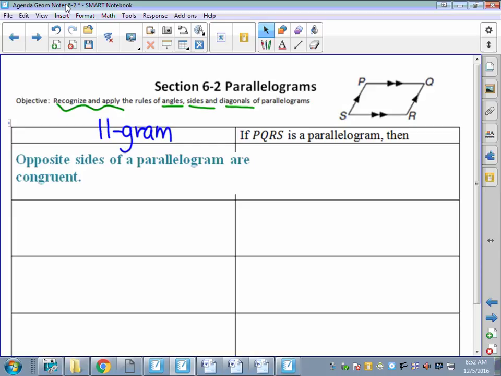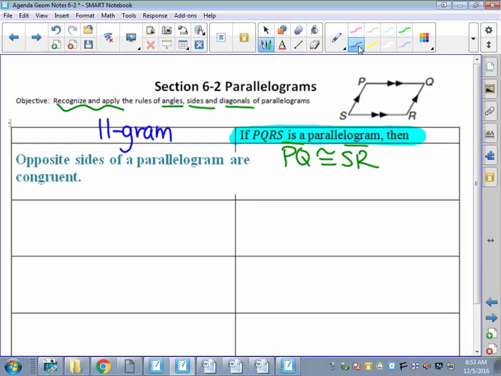Notice that PQ and SR are parallel to each other. Notice that PS and QR are parallel to each other. I've got those single and double parallel marks. So in the second column over here, we're going to fill in what applies from that particular example. Notice up here at the top, I'm saying in the directions, hey, by the way, PQRS is a parallelogram. If we're going to apply this rule that opposite sides are congruent, we're going to be able to say that PQ is congruent to SR. And we're going to be able to say that PS is congruent to QR.